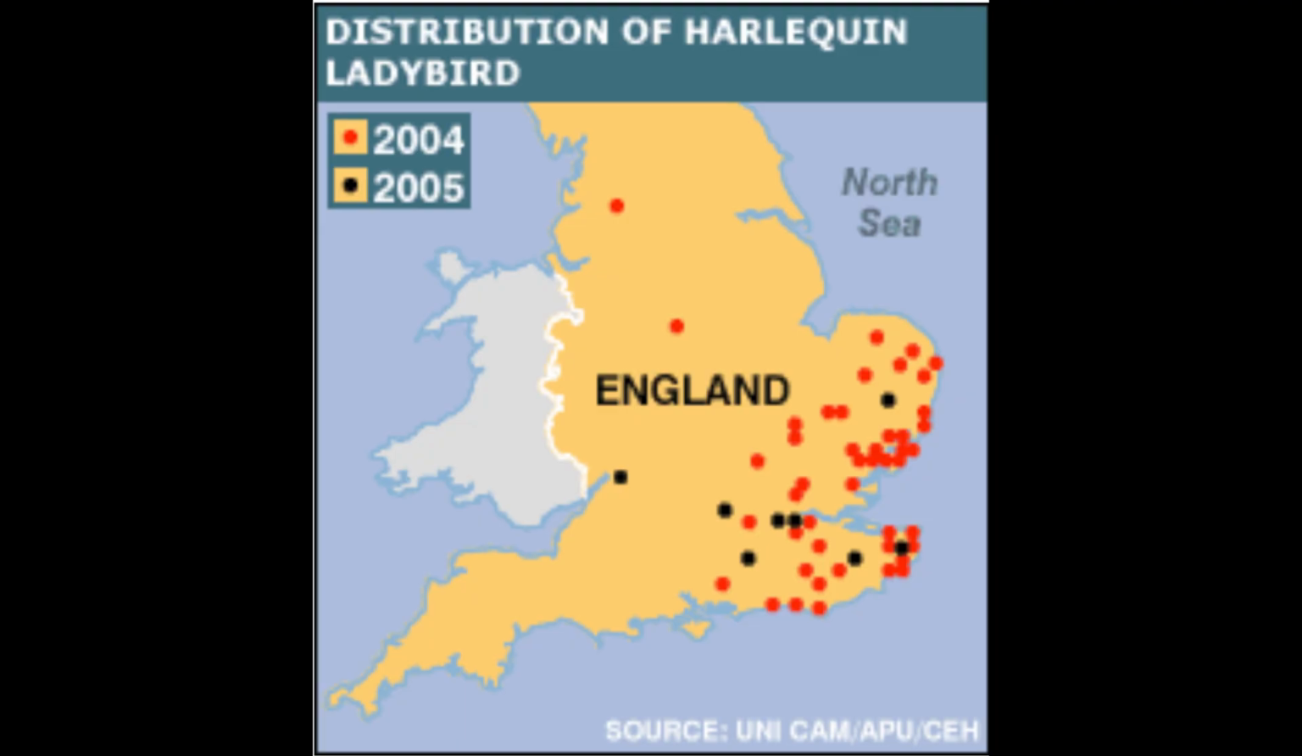The following map gives information about the distribution of harlequin ladybirds in England. The red dots indicate positions of the birds in 2004, and the black dots indicate those in 2005. We can see in 2004 the birds mainly lived in the east part of England, near the North Sea.